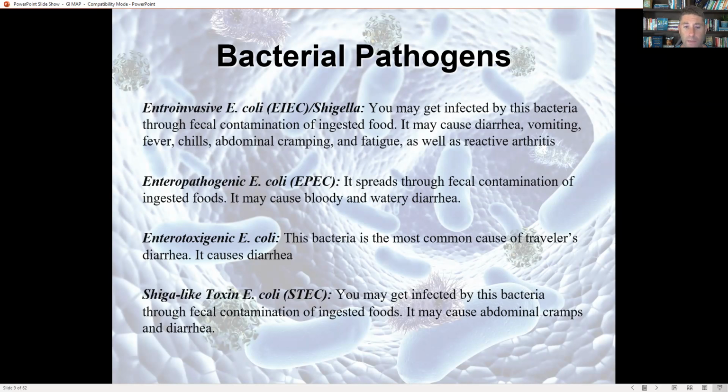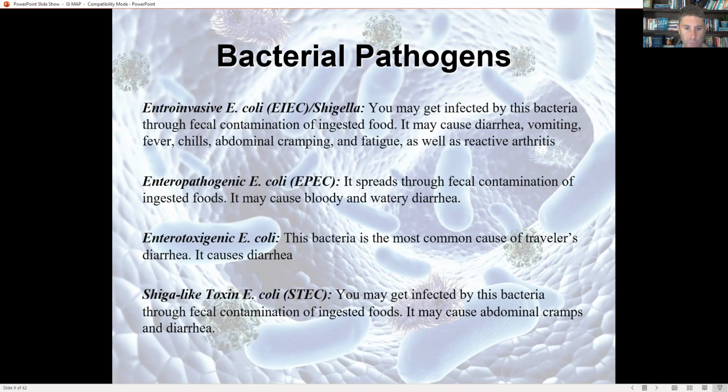You've got enteropathogenic. So again, pathogen means disease, right? E. coli. So it's looking for all these different types of pathogenic E. coli's, and then enterotoxigenic E. coli as well, traveler's diarrhea, Shigella toxin E. coli. So you'll see that as well.